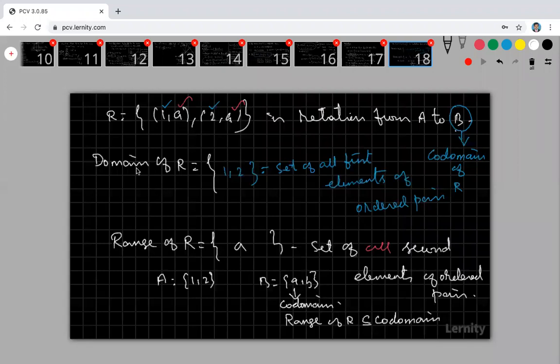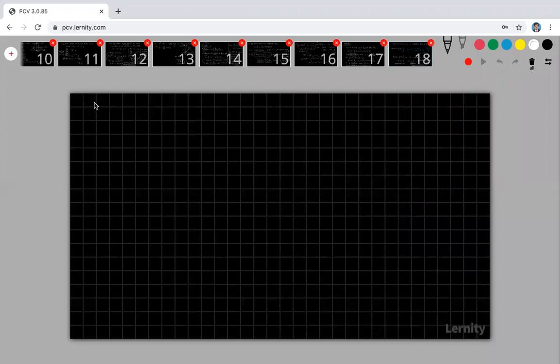Similarly, my domain of R is a subset of this first set. Domain of R is a subset of this A. Sometimes equal also. Look at that, here it is equal. My A is also 1 comma 2, and my domain of R is also 1 comma 2. Sometimes it is equal, sometimes it is a subset. Okay. Right. Now look at this one.